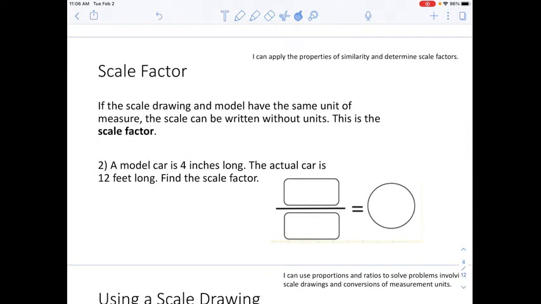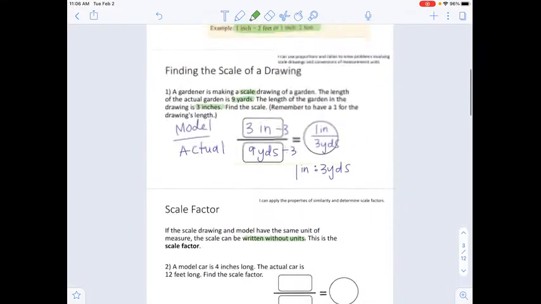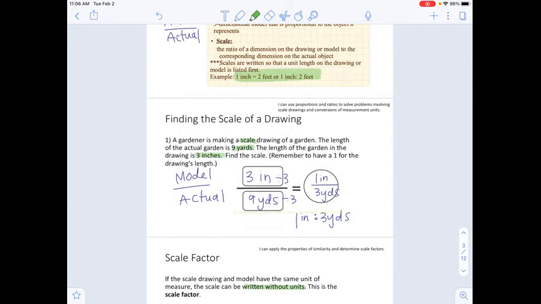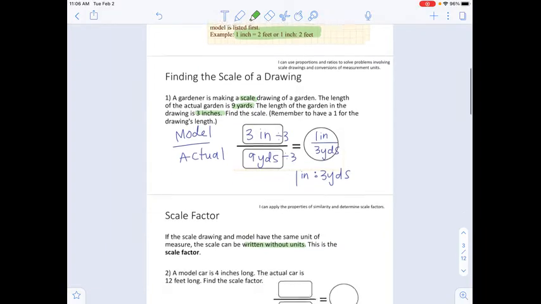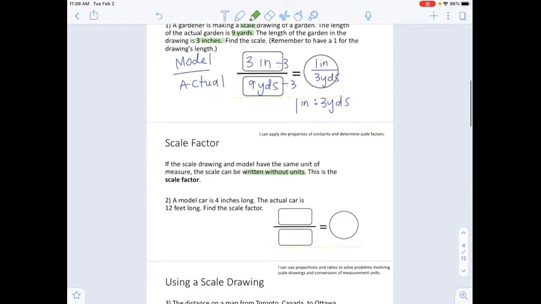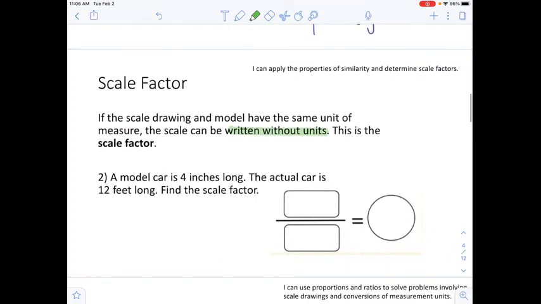Okay, the next problem has to do with scale factor, which is a little bit different. It says if the scale drawing and model have the same units of measure, the scale can be written without units. That's called the scale factor. So here we just found the scale, and we had to leave the units in because they have different units, right? Inches and yards, those are definitely different measurements. So 1 inch to every 3 yards. But this is saying if we have the same units, we can take those units off and call that the scale factor.